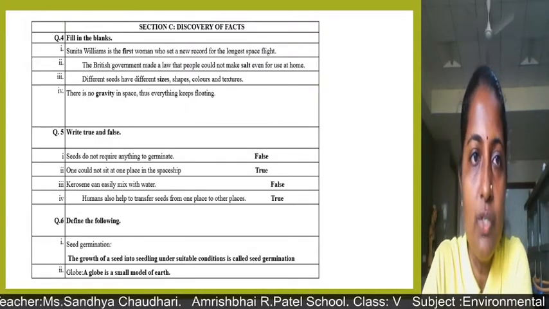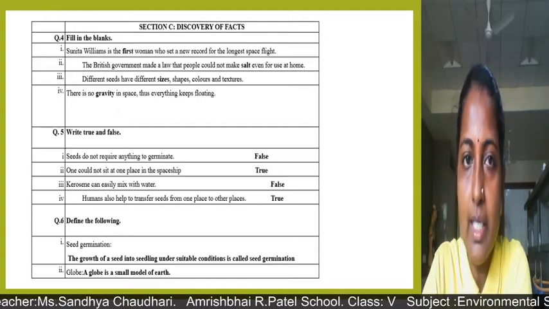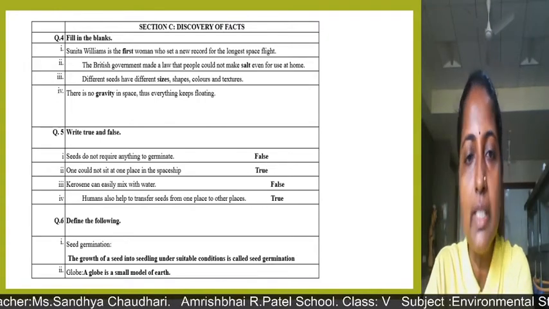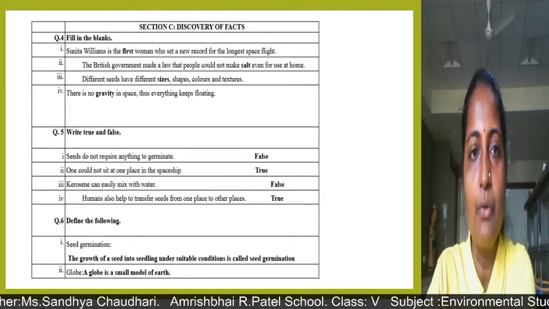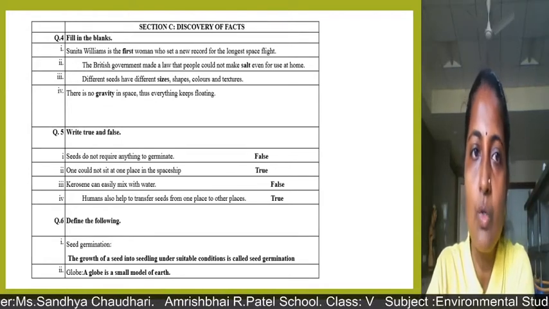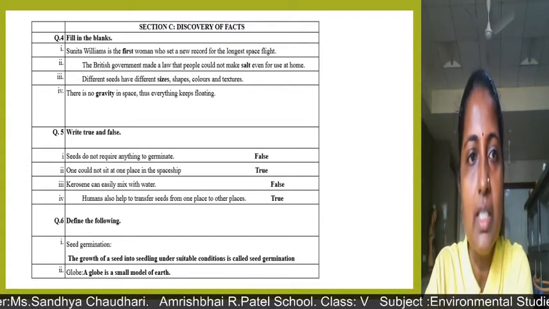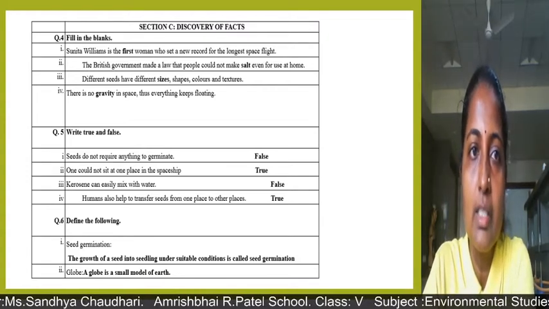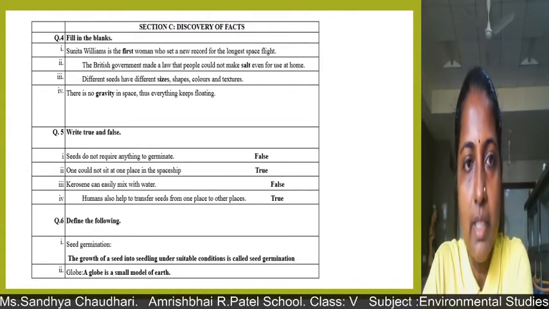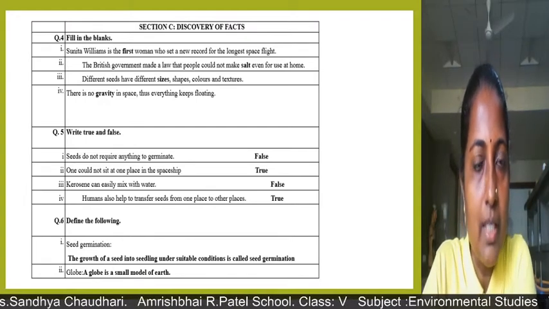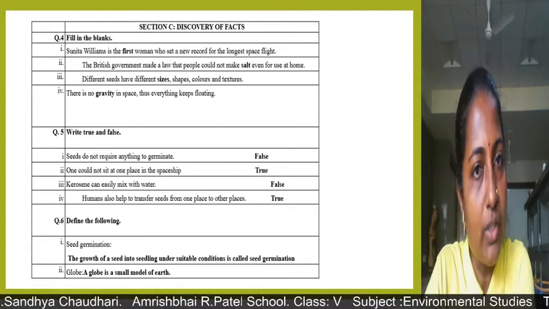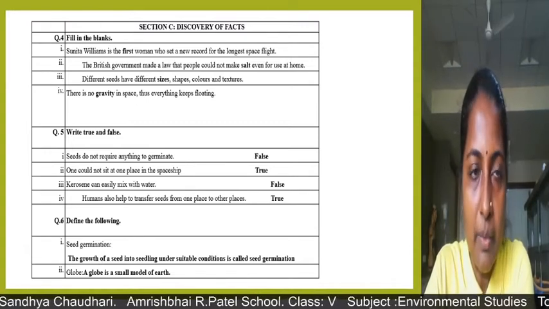Students, in question 4, that means section C, is discovery of facts. Over there are fill in the blanks, true or false, define the following, and question answers. These all will come. This is a pattern, just like in your exam it will come. That's why I have decided to discuss along with you how you have to write the paper.